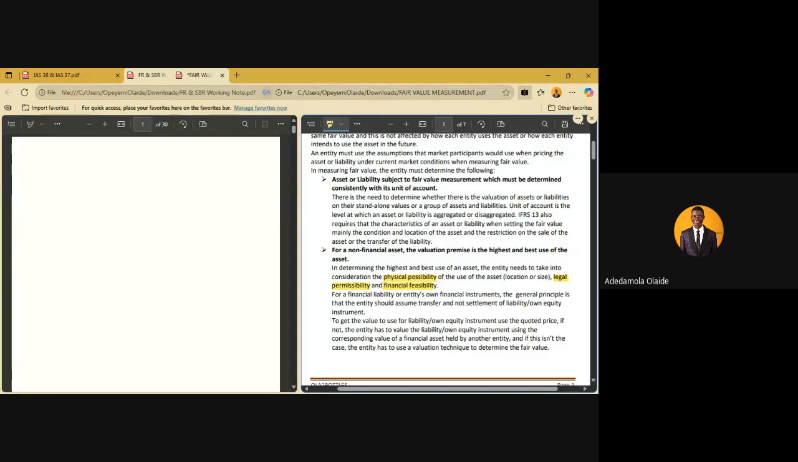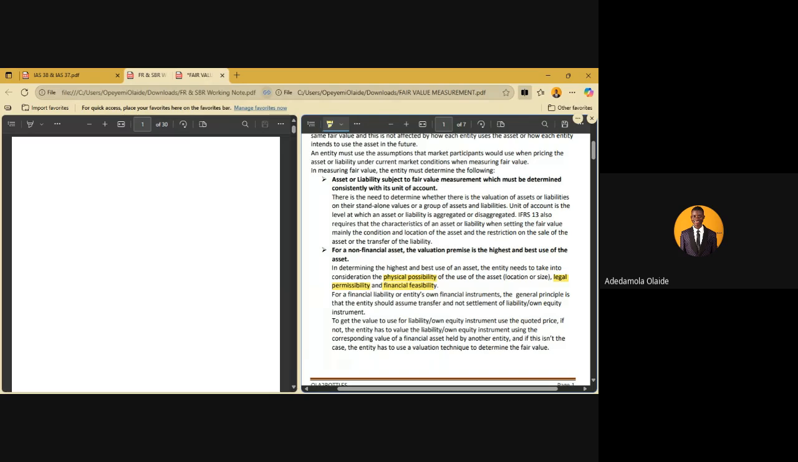But when government has marked a place for agriculture, and you want to set up a farm there, sure, they will permit you. But on a plot they have marked for agriculture, if you want to build a factory there, they can deny you, because that place is not marked for such purpose. And the last one is financial feasibility.